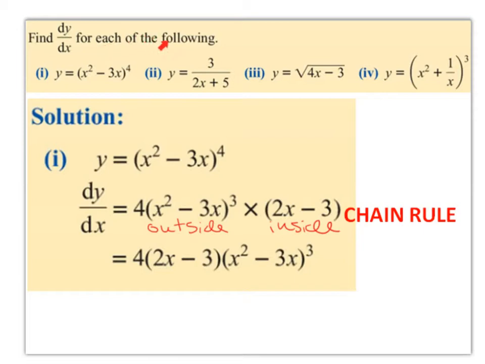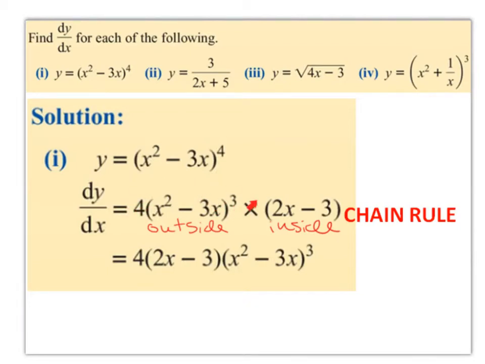Find dy/dx for each of the following. Number 1, y equals (x squared minus 3x) raised to the power of 4. So I like to call the chain rule the outside-inside rule. So I'm going to differentiate the outside, so I bring the power down, the 4 comes down in front. I keep what's inside the brackets the same, x squared minus 3x, and I reduce the power by 1. 4 minus 1 is 3. So what I've done is I've differentiated the outside, or you could say I differentiated the power.